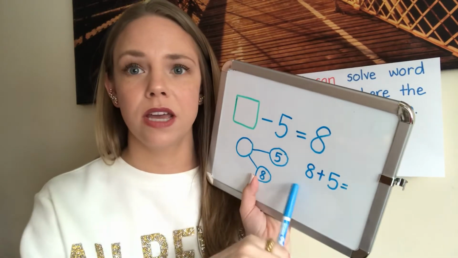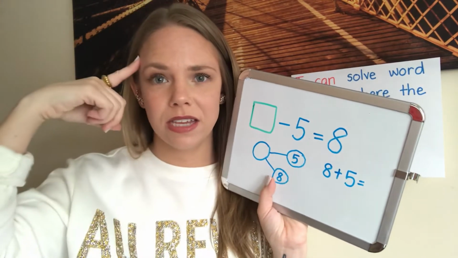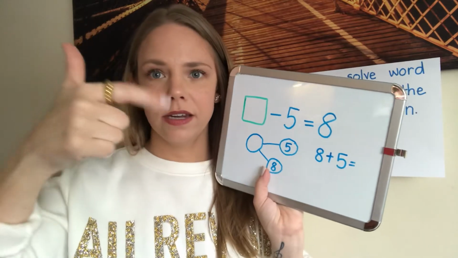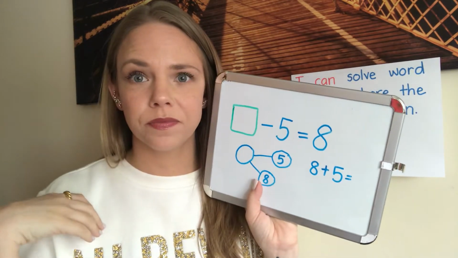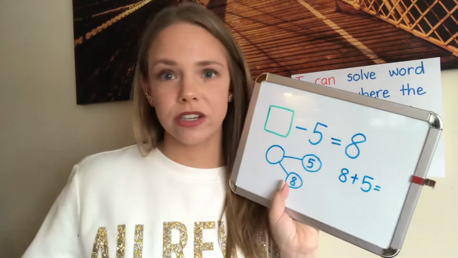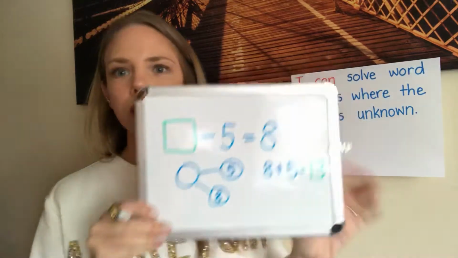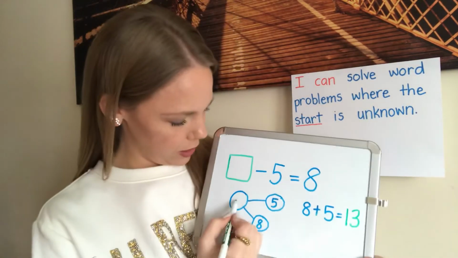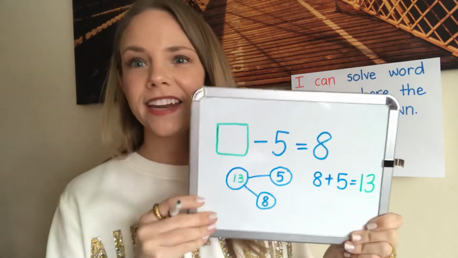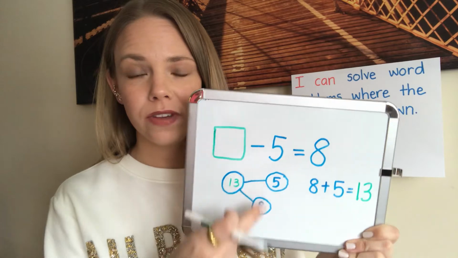I'm going to count on, and I always start with the biggest number in my head. You can count with me. 8, 9, 10, 11, 12, 13. 8 plus 5 is 13. If 8 plus 5 is 13, that's my missing whole, then I also know that 13 minus 5 equals 8.